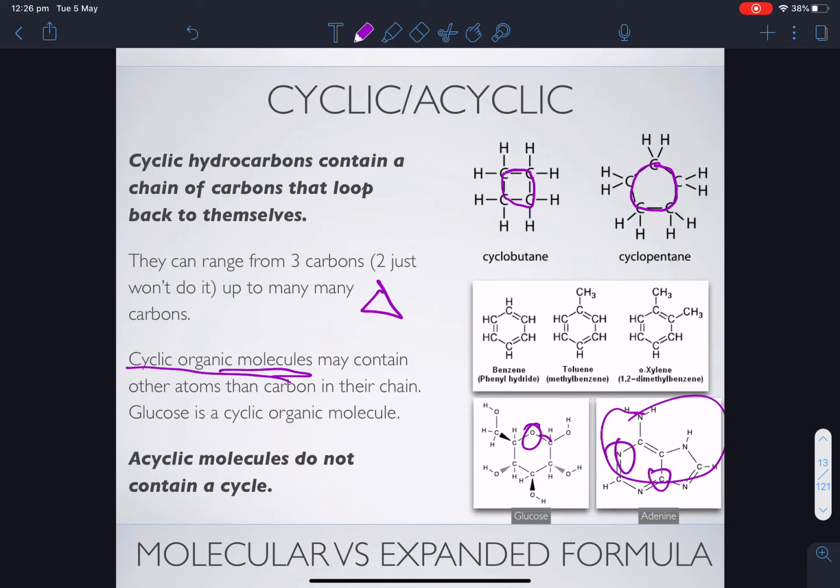Acyclic, remember the A prefix usually just means not. So here, acyclic molecules do not contain a cycle. We don't use that term very often, but cyclic, acyclic.